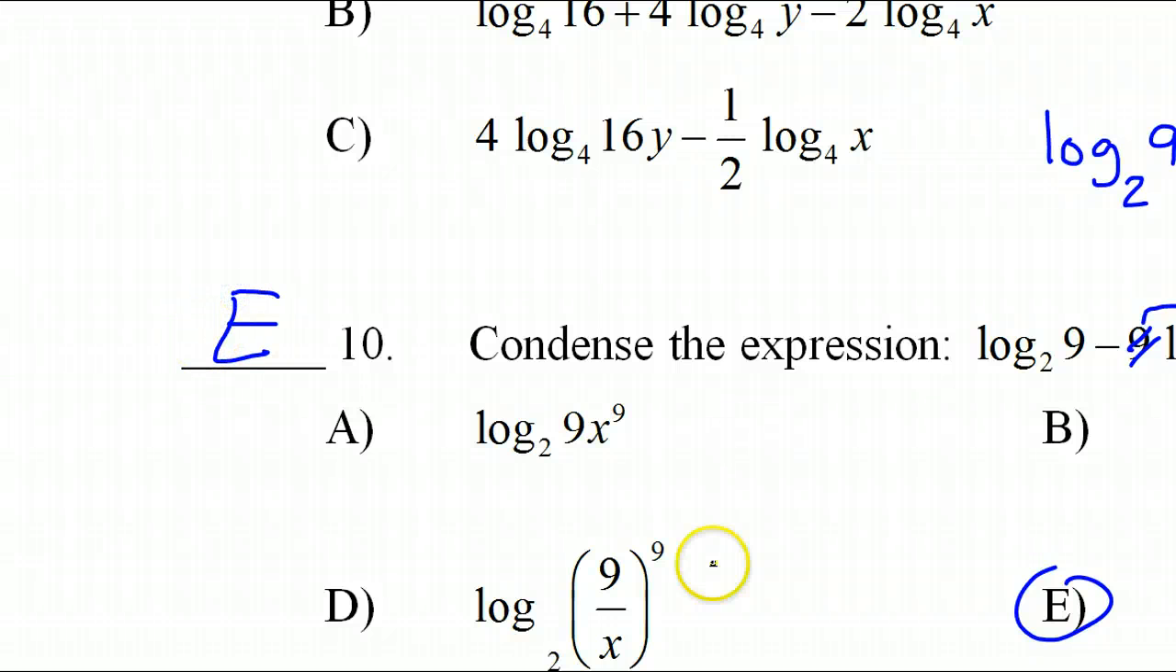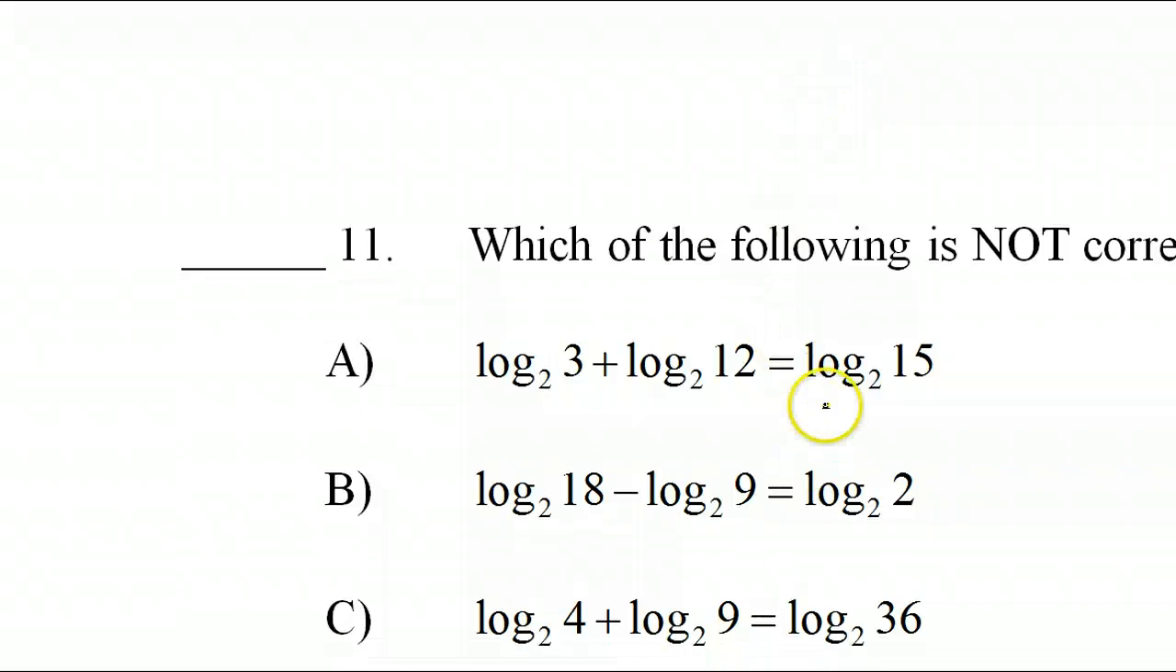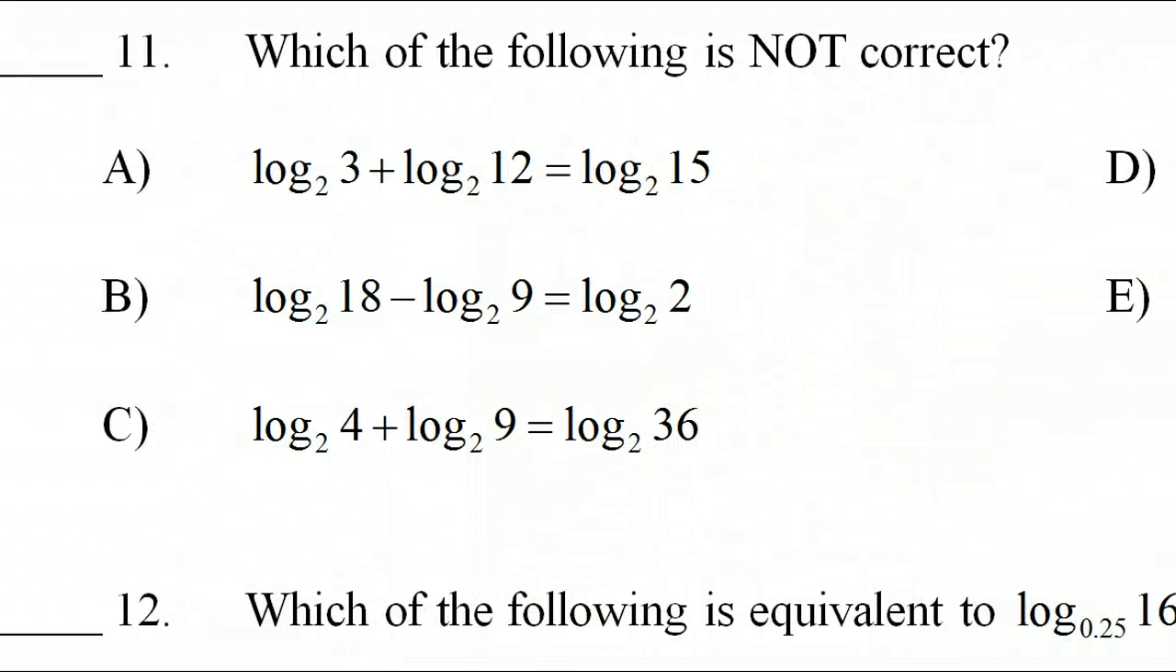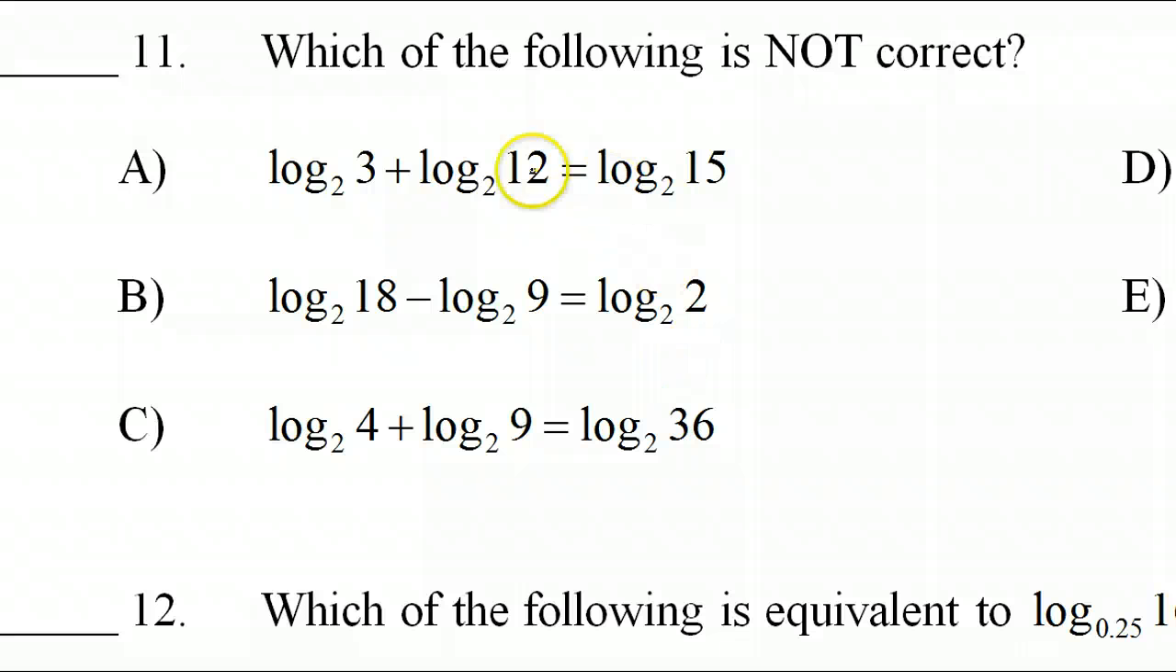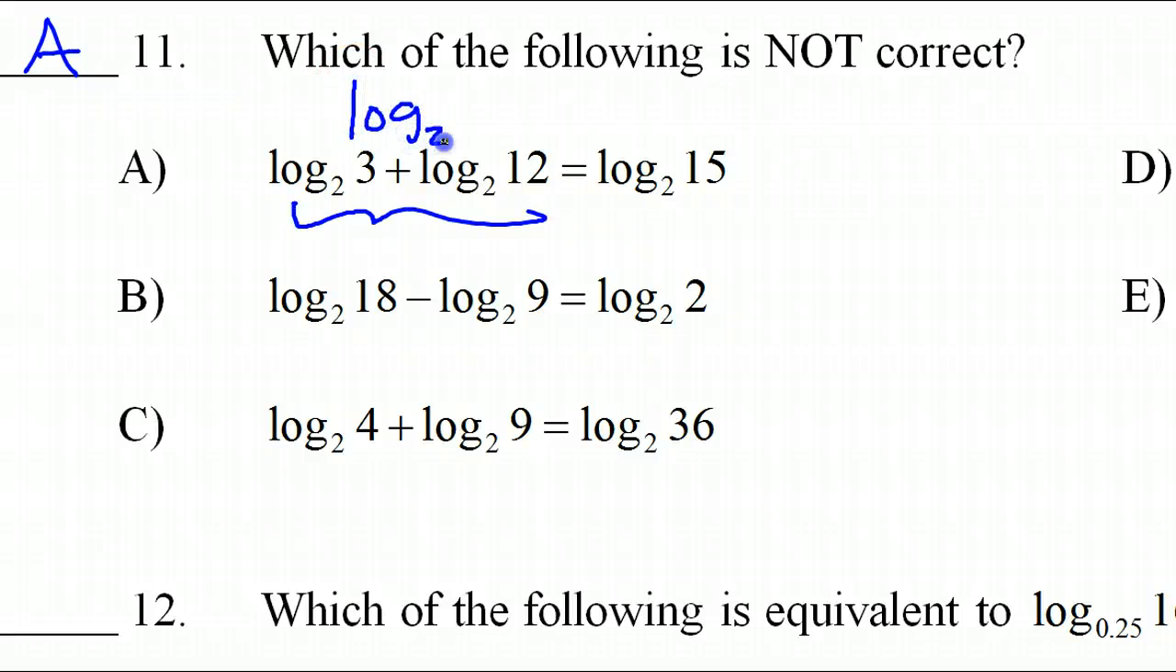Alright, where's number 11? Paging Dr. 11. Alright, which of the following is not correct? I'm looking for one that's false. Now, when I condense, I multiply. Oh, well, it looks like this one's false right away. If I condense these, this should have been the same thing as log base 2 of 3 times 12. Okay, that should have given me 36, not 15. You don't add them. So A is the one that's not correct.